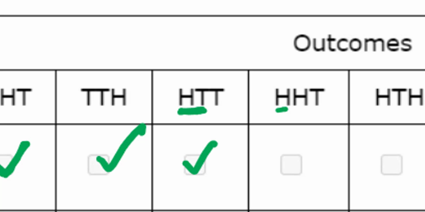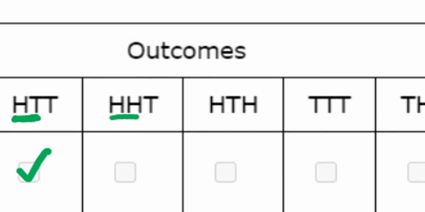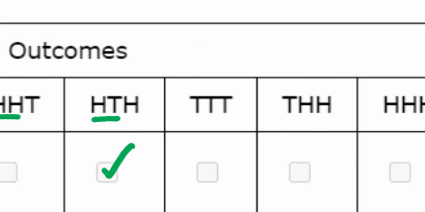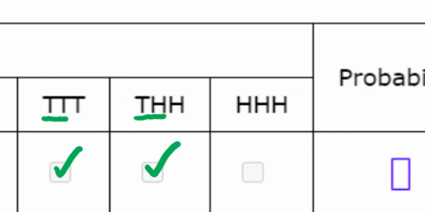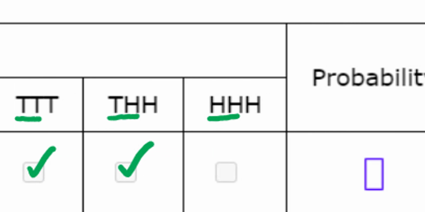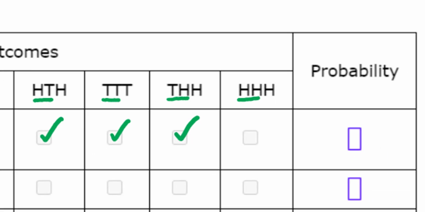Then I underline the first 2 tosses. They're both heads. So this is no. I don't check that box. Here I can see I have a tails on the second toss. So this will be yes. I have a tail on the first and second. So this is also yes. Tails or heads. I can see I have a tails on the first toss. So yes. And here we have heads and heads in both tosses. Tails is not present in either one. So this is not checked off.